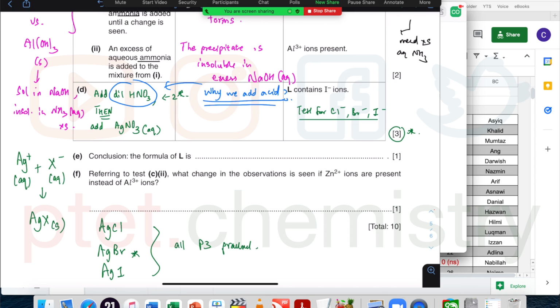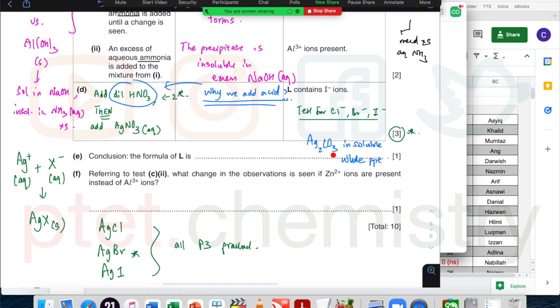You know, acid can react with carbonate. Silver carbonate is actually insoluble. Silver carbonate is an insoluble white PPT. So if carbonate is present, if you don't add acid, if you just add silver nitrate, your white PPT could also be this. So this is to prevent false positive.